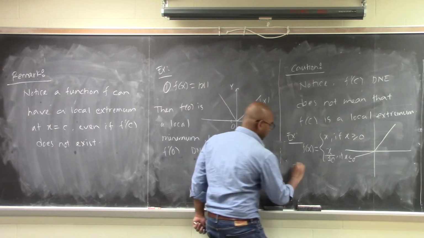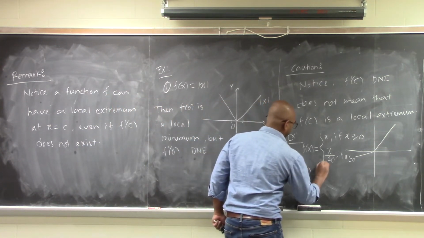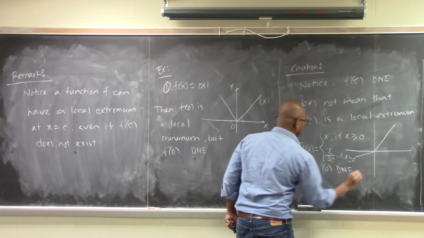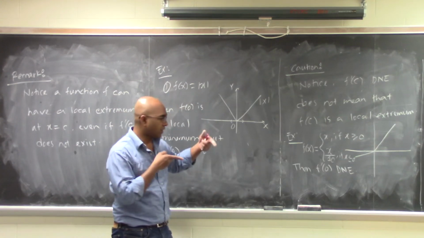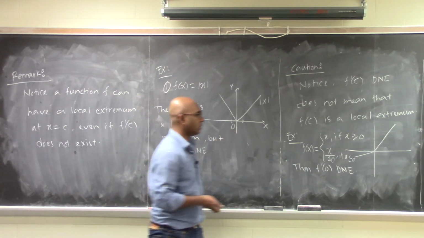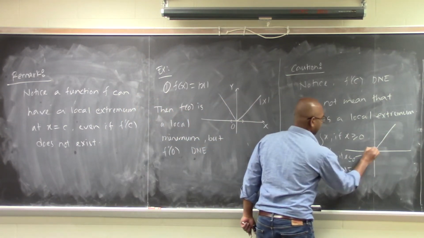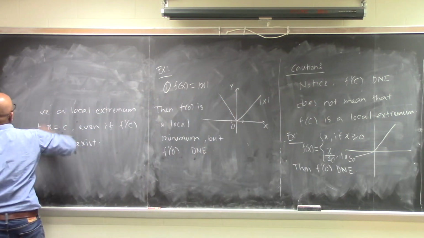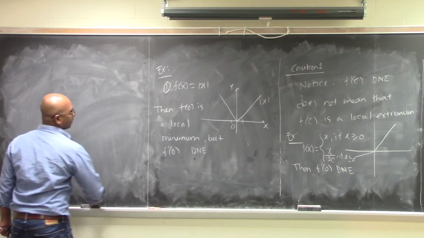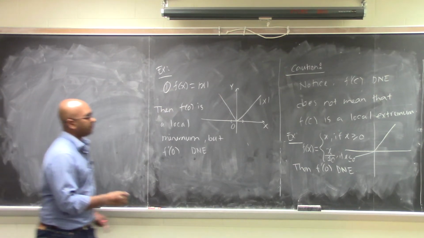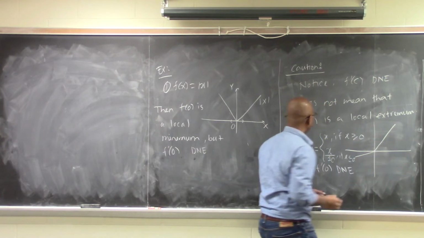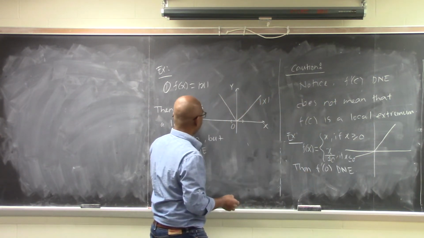Then what happens? F prime of 0 does not exist, right? Because we have two different tangent directions. It's a corner. But if you look at this point 0, it's not even a local maximum or minimum. It's just like x cubed. I have erased x cubed.